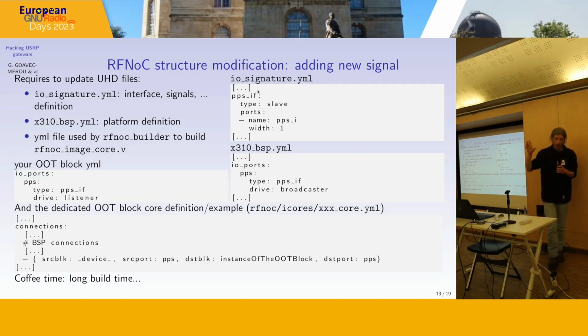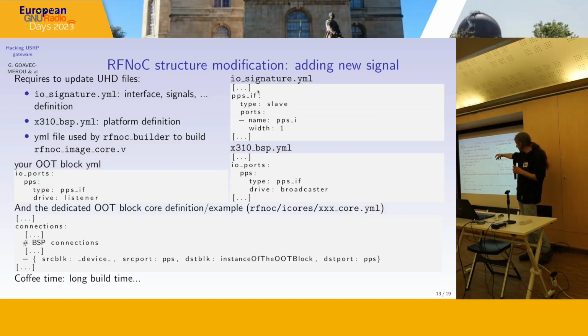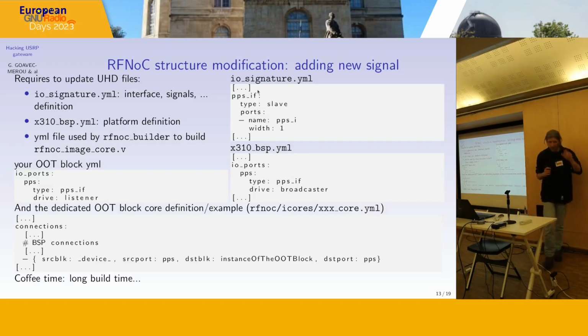Again, in the OOT block, you also have to specify the need of the signal. This is the left piece of code where, again, the IO port must be updated with a new interface called PPS, and with the type PPSEF, to be coherent. And this time, the drive is listener. Listener means I read this signal. I'm slave, finally. I receive.